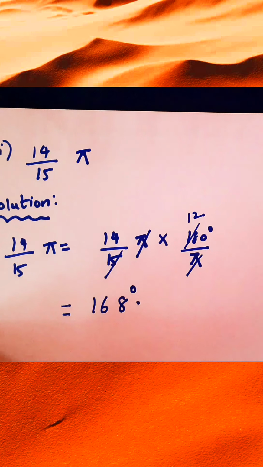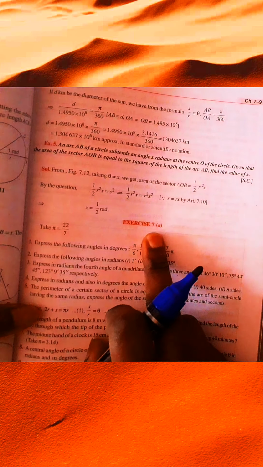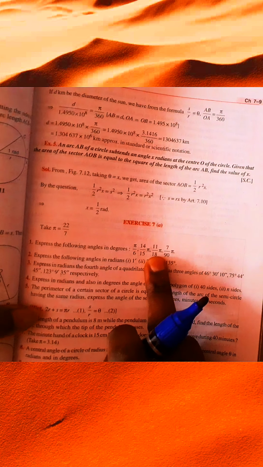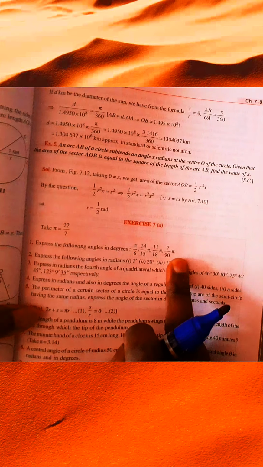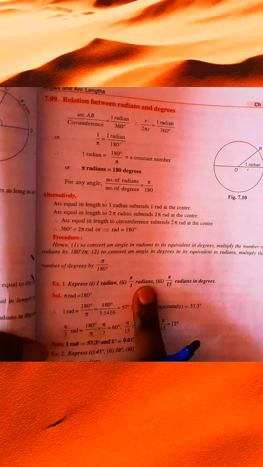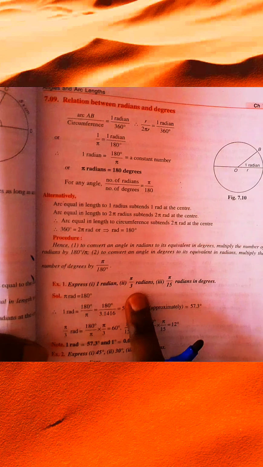Now you are going to similarly attempt exercise 7a. You can do problem number 1, subdivisions 3 and 4. And you can also do the example problem: take example 1 and do subdivisions 2 and 3.